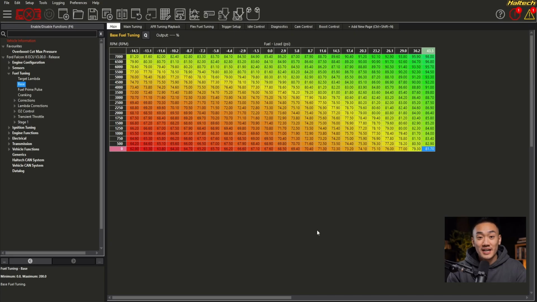This is important because once an engine is built, most of the hardware that affects VE is fixed. What changes while the engine is running is engine speed and engine load, and those two things are exactly what the VE table is indexed by. Now let's move into the software. Go to Fuel Tuning, Tuning Method, and make sure the fuel calculation strategy is set to volumetric efficiency.